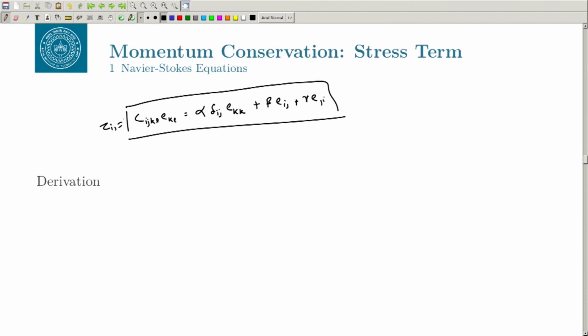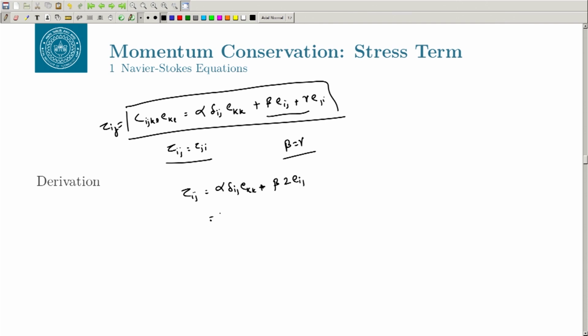Now, you can further use the property of symmetry, because this tau I j equals tau j I, right. So, if you use this property of symmetry, you can show that your beta is equal to gamma, right. You can write an expression here and you will find that this beta equals gamma. So, you can write this expression tau I j is equal to alpha delta I j E k k. Please go back and show this, that beta is equal to gamma, and plus beta into 2 E I j. Okay.